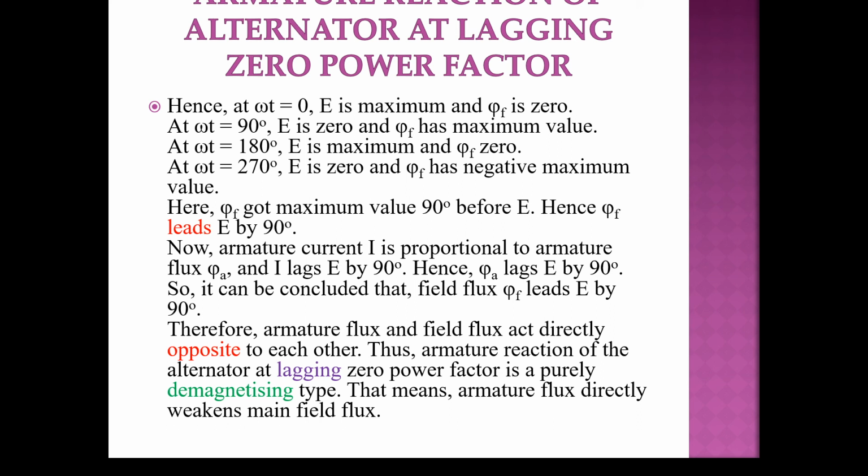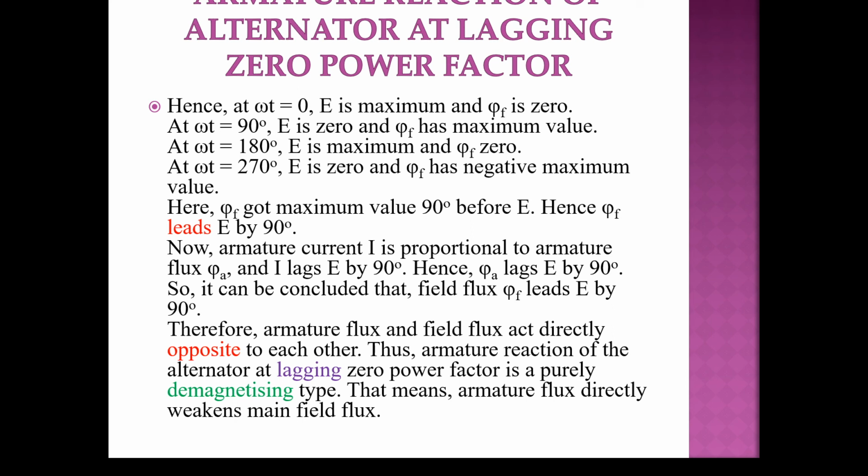What we are seeing here is whether phi f is leading or lagging E. So we are seeing here that phi f is leading the voltage by 90 degrees. So current is proportional to flux and I lags E by 90 degrees. So phi A also lags E by 90 degrees here. Phi A is lagging E by 90 degrees. So it can be concluded that phi F will lead E by 90 degrees.